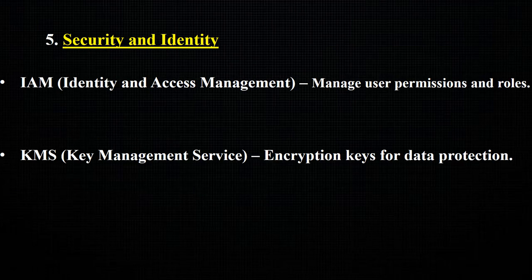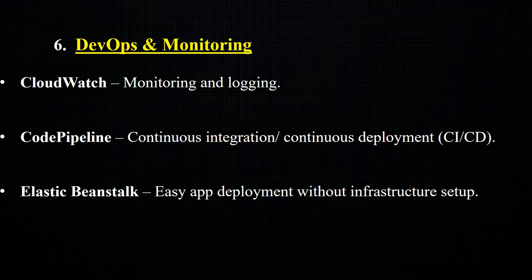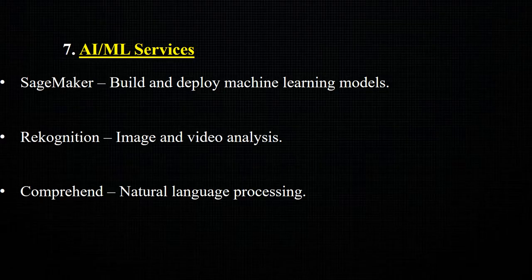For security and identity, it uses IAM, which is Identity and Access Management, which helps to manage user permissions and roles. I'll be showing you more details about this in our subsequent videos. It also uses KMS, which is Key Management Service. We have DevOps and monitoring, in which Amazon uses CloudWatch, CodePipeline, and Elastic Beanstalk.